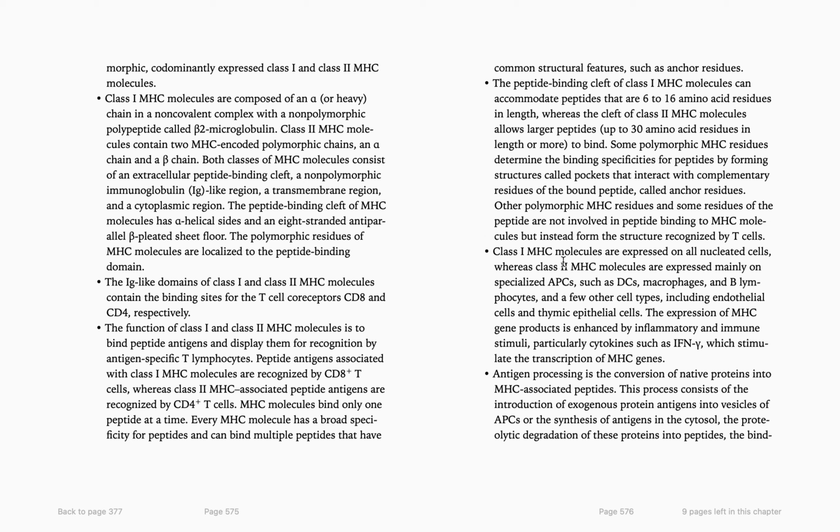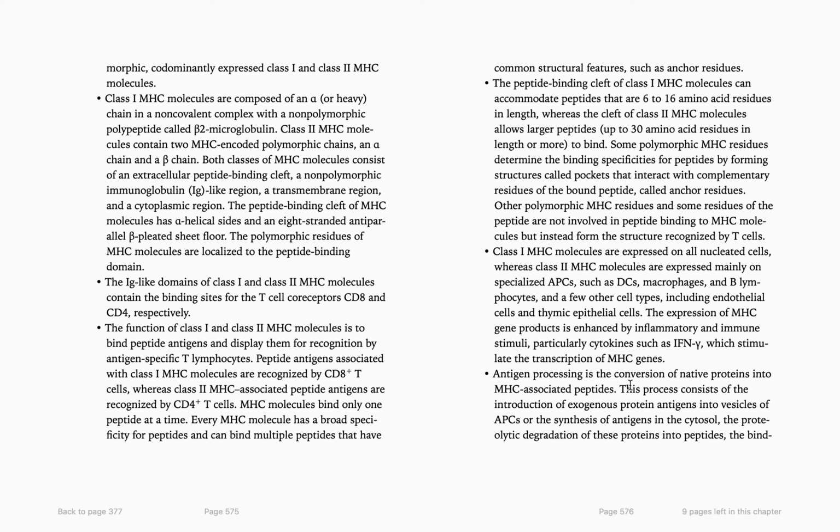Class 1 MHC molecules are expressed on all nucleated cells, whereas class 2 MHC molecules are expressed mainly in specialized antigen-presenting cells such as dendritic cells, macrophages, and B lymphocytes, and a few other cell types, including endothelial cells and thymic epithelial cells. The expression of MHC gene products is enhanced by inflammatory and immune stimuli, particularly cytokines such as interferon gamma, which stimulate the transcription of MHC genes.